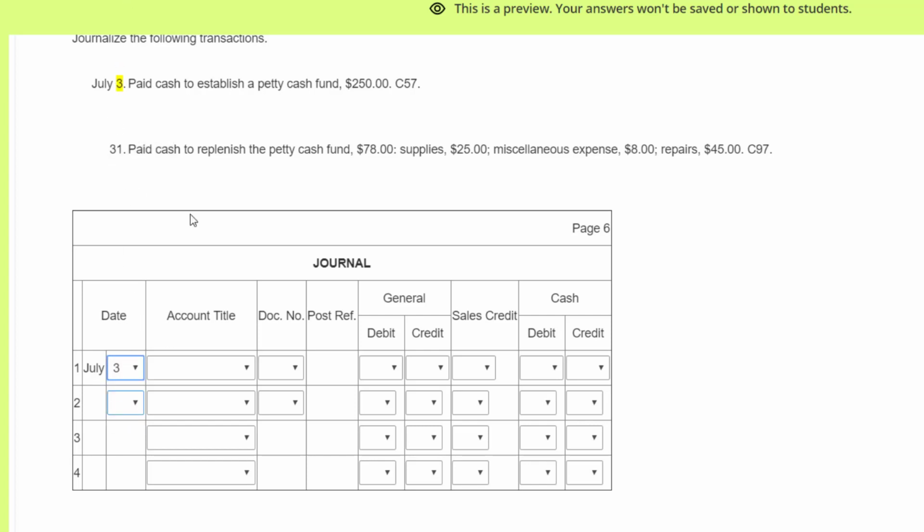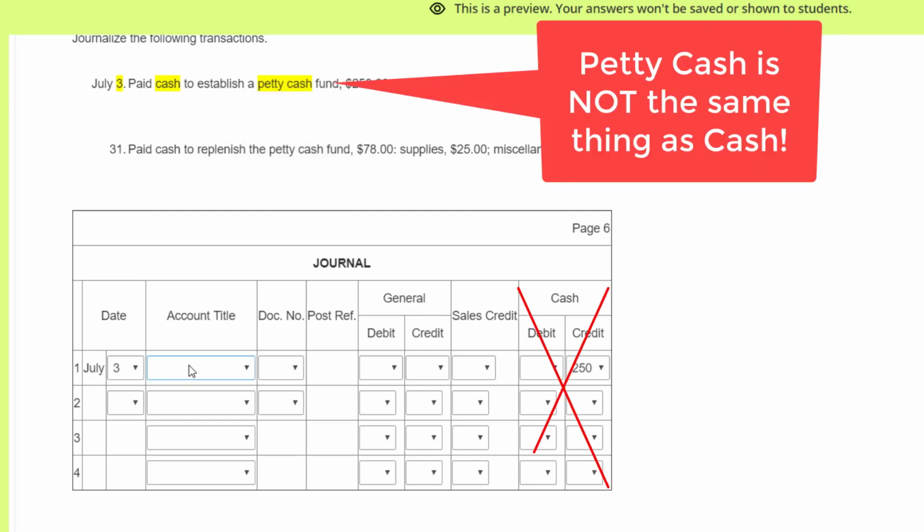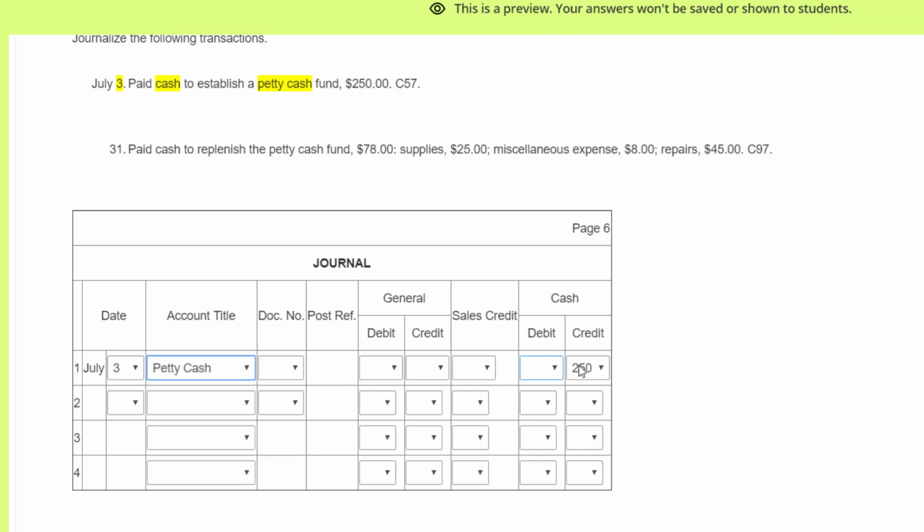So it's July 3rd. And then my first account title here is cash, and I've paid it. So I'm going to go to my cash, and a payment of cash is a credit. So it's $250. The next account title I see is petty cash. Petty cash is not the same thing as cash, so it gets its own account title. So petty cash. And if I have a credit, I have to have a debit.